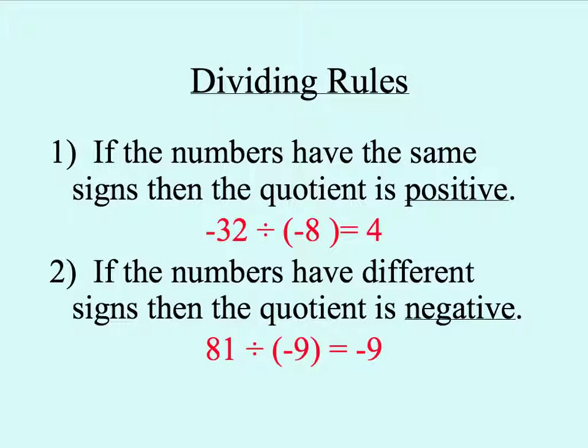If the numbers have the same sign, so a negative divided by a negative, you get a positive. This is also true if you have an even number of negatives, that's also going to equal a positive. If the numbers have different signs, a positive and a negative, your answer is going to be negative, because there is an odd number of negatives. Here there is only one negative number.